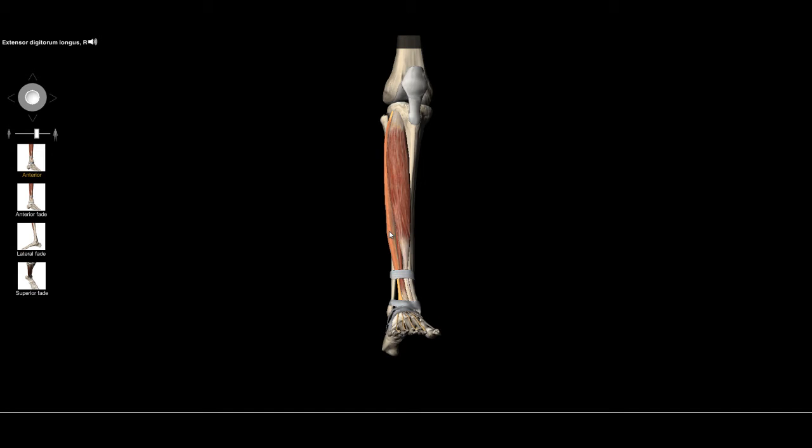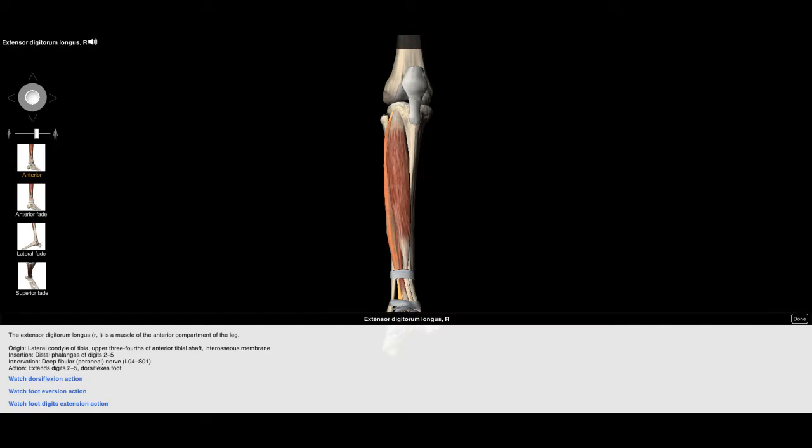The next one we want to take a look at is the extensor digitorum longus. The extensor digitorum longus has its origin on the lateral condyle of the tibia and the upper 3/4 of the anterior shaft. It also attaches to the interosseous membrane.